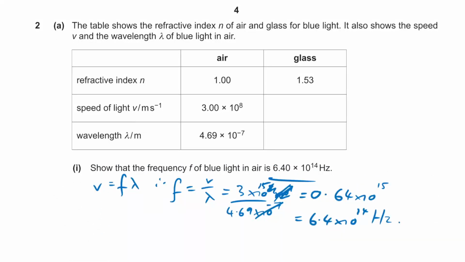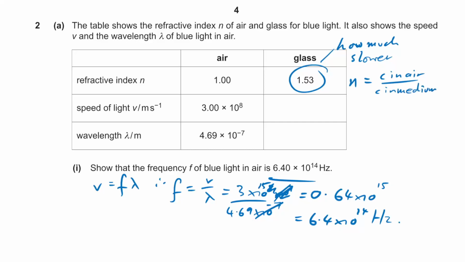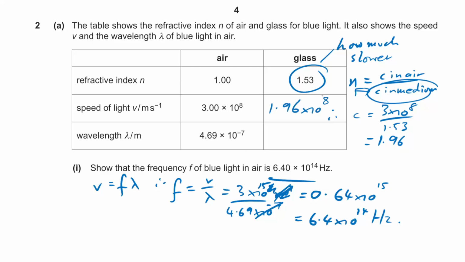Okay, nice and easy. Well, we know that this is just how much slower something travels in a medium compared to air. Therefore, we can say that refractive index is equal to speed in a vacuum or air divided by c in the medium. And so we know that's going to give us a number greater than 1. Therefore, if we're looking for this, swap these two round. Therefore, c is going to be just equal to speed of light in air divided by 1.53. This should give us 1 point something at a guess. So I'm just going to do 3 divided by 1.53, and that gives us 1.96. We should go to the same number of sig fig, so 1.96 times 10 to the 8 meters per second.